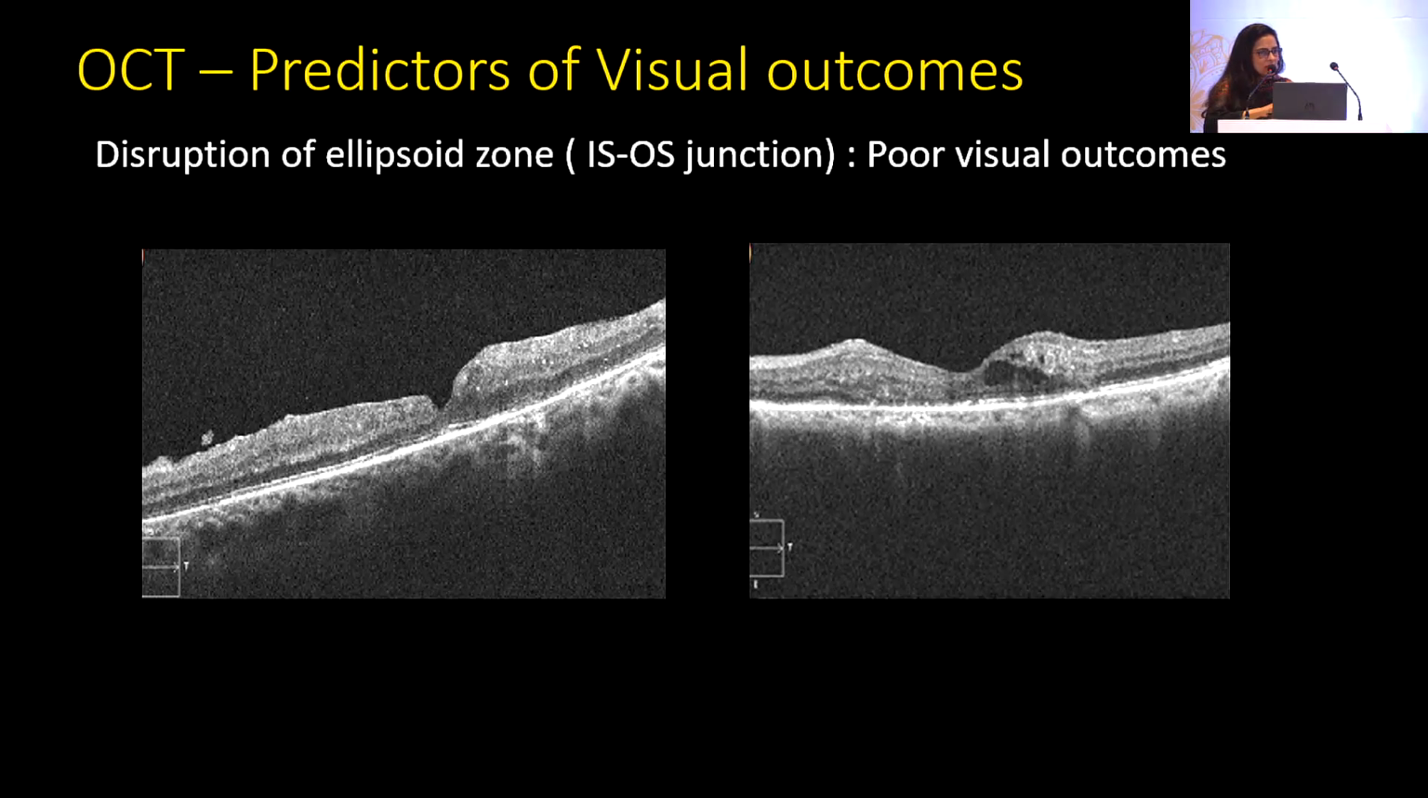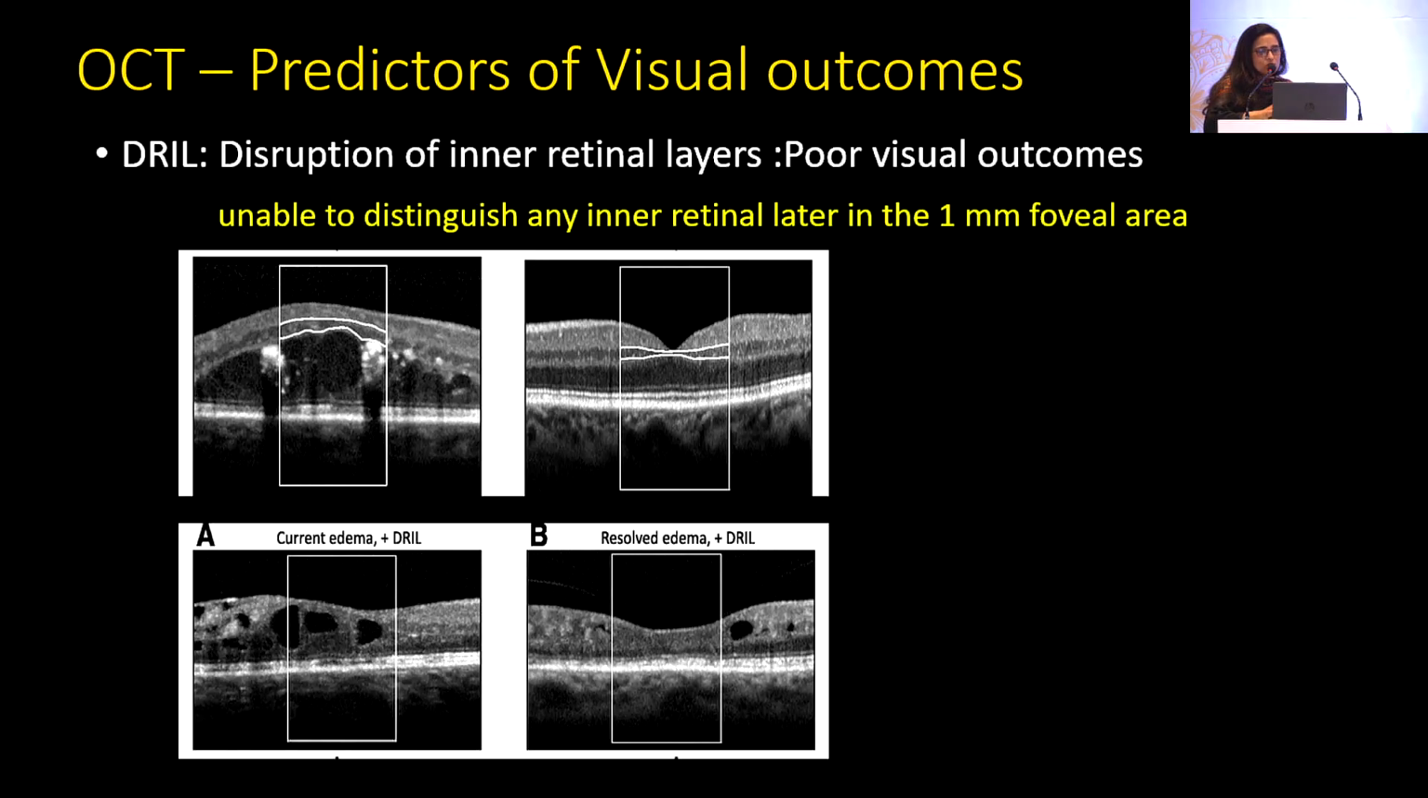Also on OCT, like I mentioned before, whenever there's any disruption of the ellipsoid zone, these are the patients who would have a poor visual outcome. Also DRIL. DRIL is a disruption of the inner retinal layers. So here you see all the retinal layers. You cannot make out those different lines in between the retinal layers here in the central part. So that is called DRIL. And again, DRIL is a negative prognostic factor.